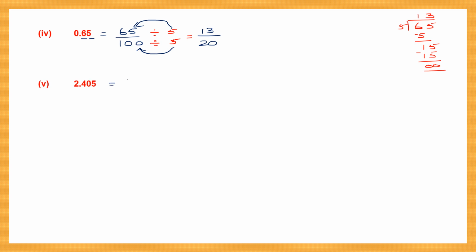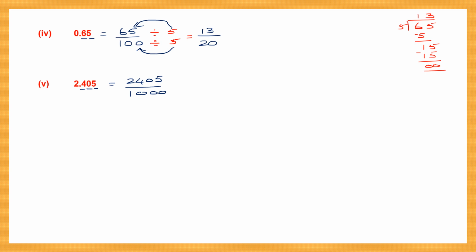So when you remove the point, this becomes 2405. And in the denominator, we have 1 followed by how many zeros? Let's look at the question. After the point, we have 1, 2, 3 digits. So 1, 2, 3 zeros.